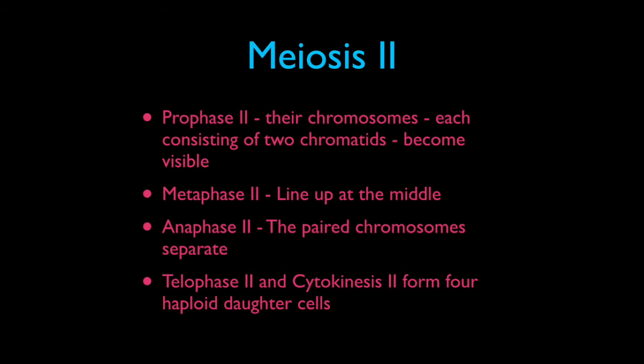Meiosis 2 involves prophase 2, in which the chromosomes, each consisting of two chromatids, become visible. Metaphase 2, they line up at the middle. Anaphase 2, the paired chromosomes separate. Telophase 2 and cytokinesis 2 form 4 haploid daughter cells. 4 at the end of meiosis 2.